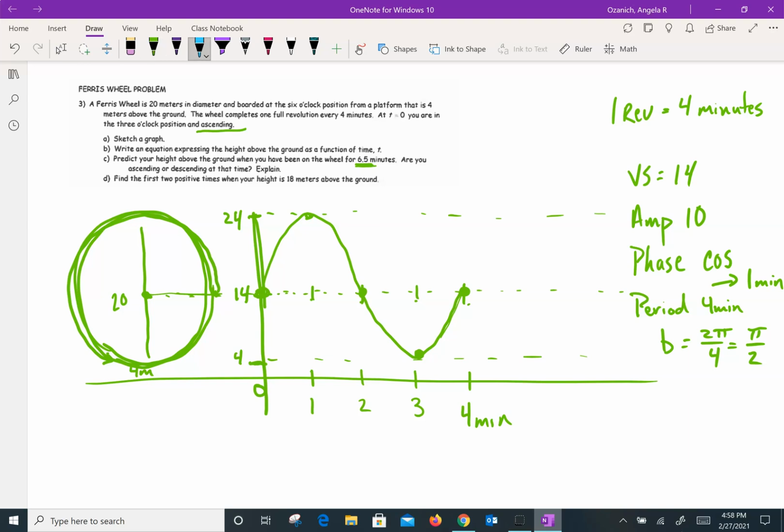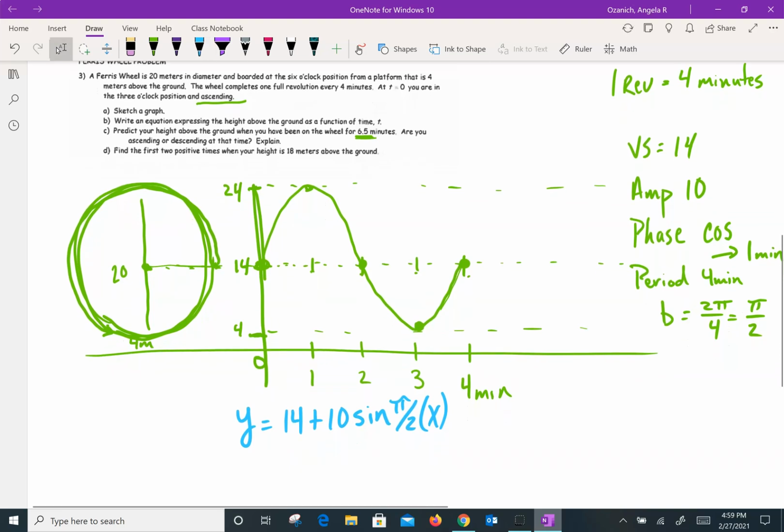Okay, so for cosine, it's going to be y is equal to 14 plus 10 cosine of pi over 2 x. No phase shift for cosine. No phase shift for sine. Sorry about that. All right.